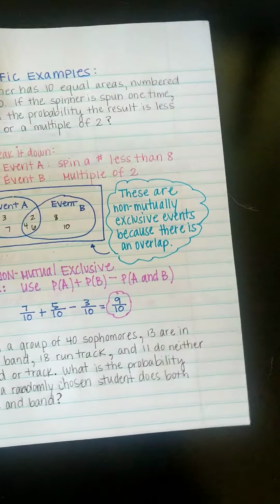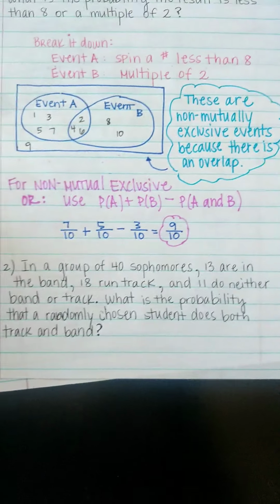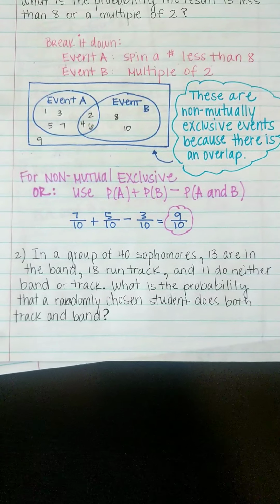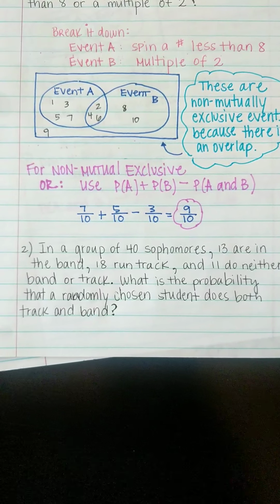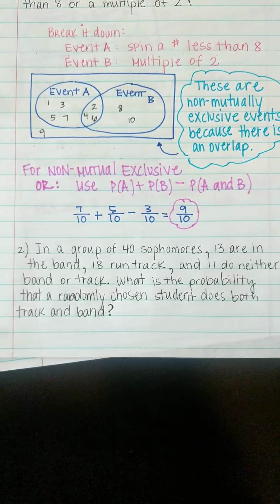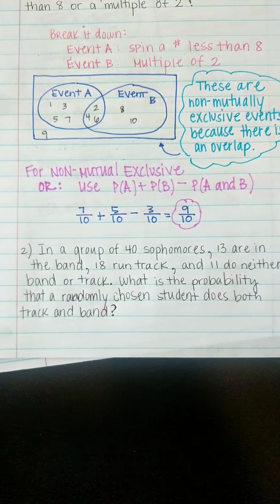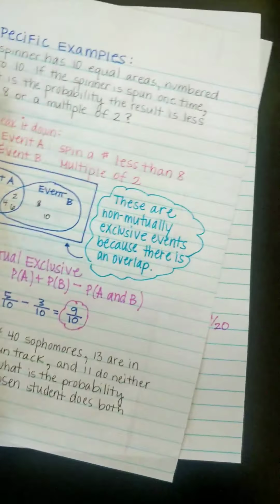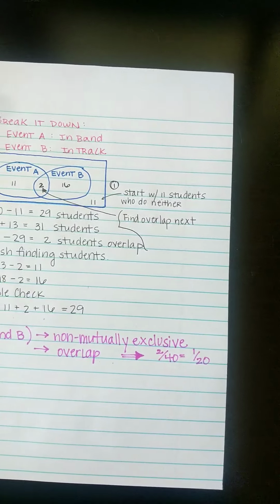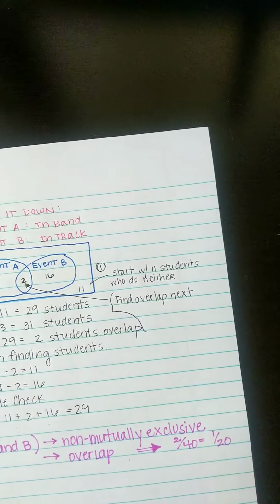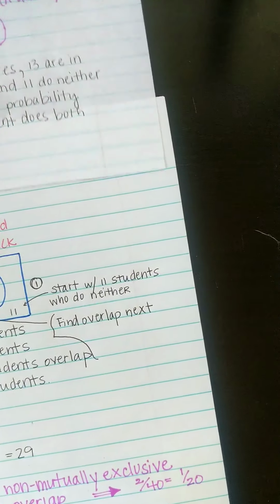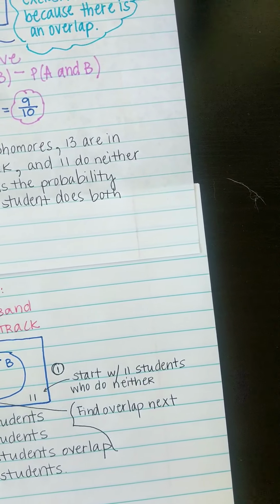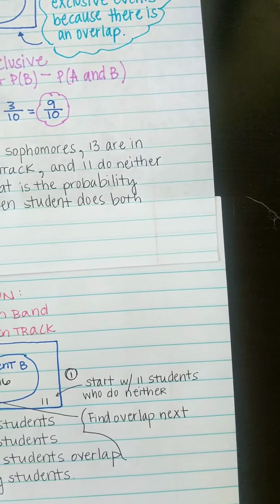Okay, next, last example. Okay, it says in a group of 40 sophomores, 13 are in the band, 18 are on track, and 11 do neither band or track. What's the probability that a randomly chosen student does both track and band? Well, again, we're going to break it down. So if we look at the word problem, it said randomly chosen student does both track and band.